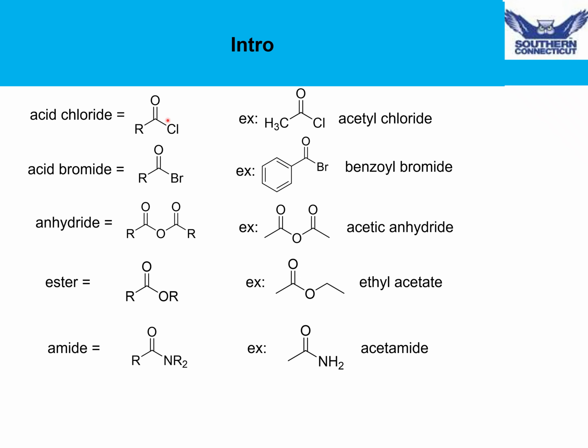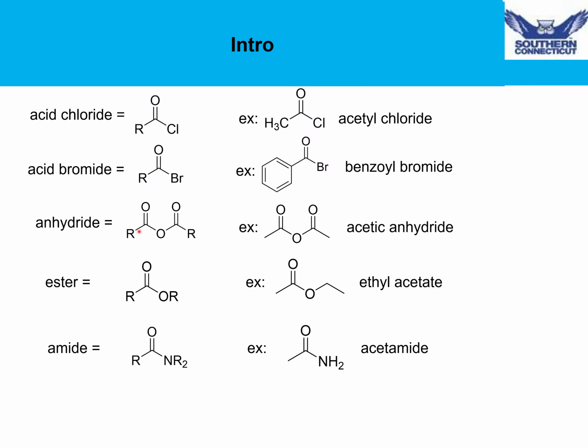Acid chlorides are compounds that contain a chlorine attached to a carbon with a carbonyl. A simple example is acetyl chloride, which is shown here on the right. Acid bromides contain a bromine that is attached to a carbon with a carbonyl, or is part of a carbonyl. An example is benzoyl bromide.